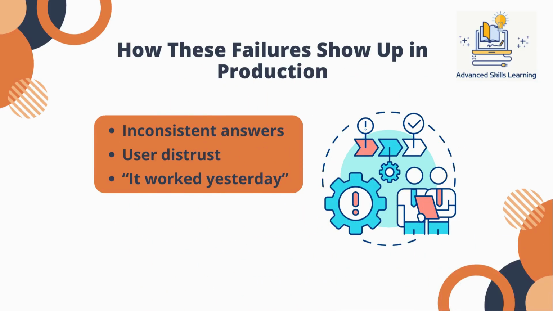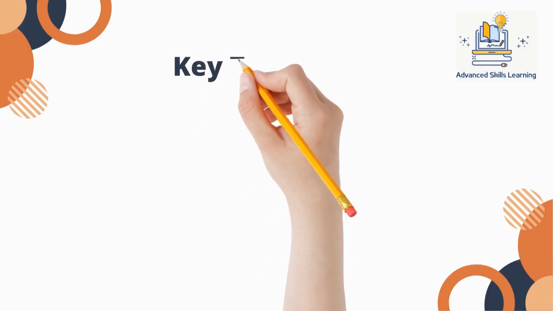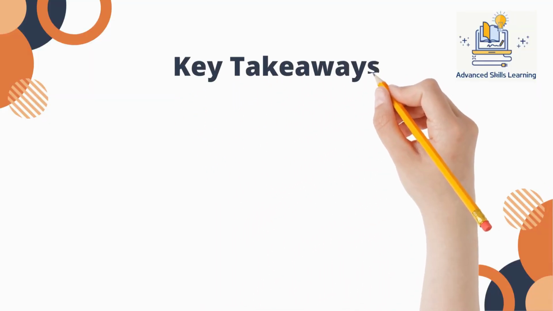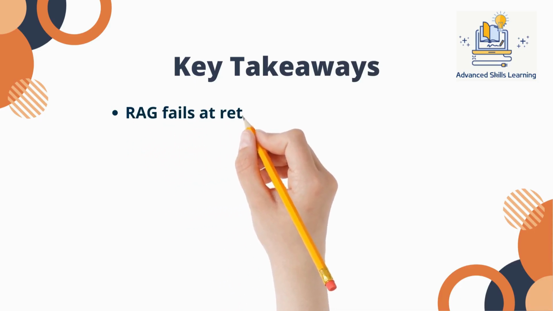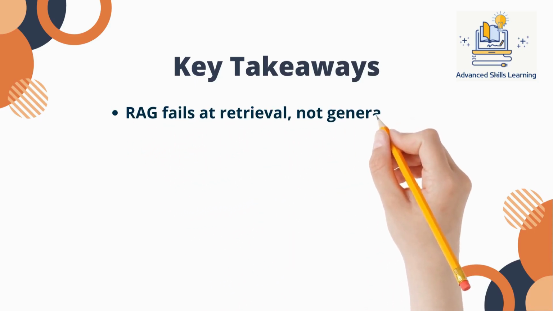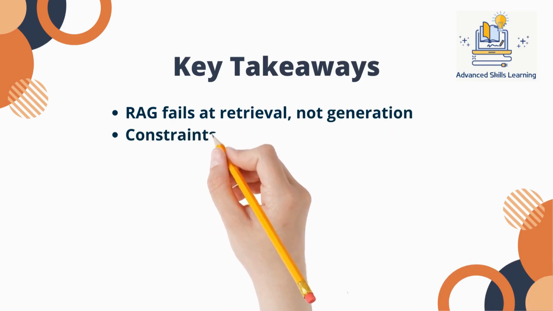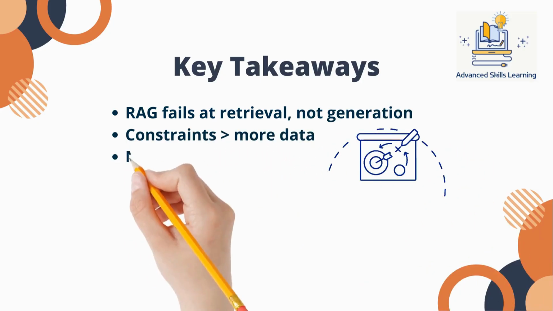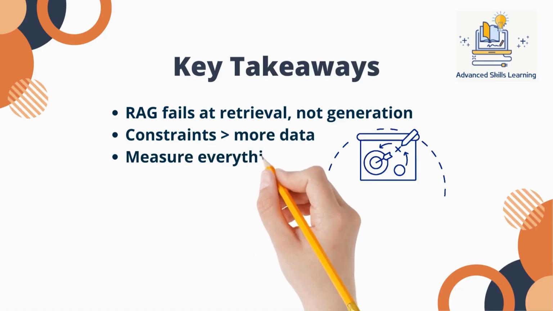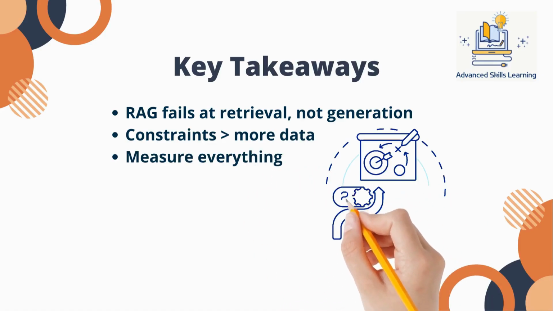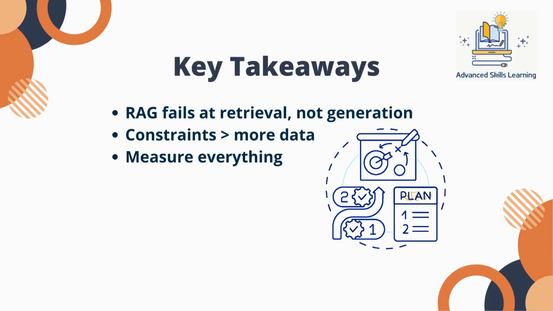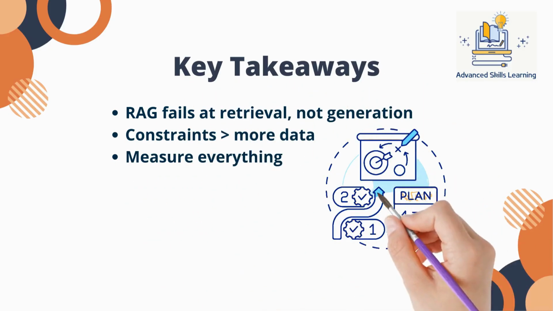The key takeaway is this: most RAG failures are retrieval failures, not generation failures. Improving chunking strategies, adding metadata filters, refining queries, limiting noisy context, and measuring retrieval quality will usually deliver far bigger gains than switching to a larger model. If you want reliable RAG systems, focus less on the LLM and more on the data, constraints, and evaluation around retrieval. That's where real-world RAG systems succeed or fail.